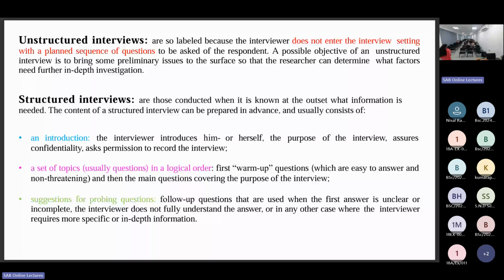The answer is not clear. So these are the main things that they are identifying. They are giving the introduction and they are going to ask the questions. In between these questions, if the answer is not clear, what I'm going to ask is the probing question. And we can't identify any proper way to conduct the interview because there is no predetermined environment or sequence of order for these questions.